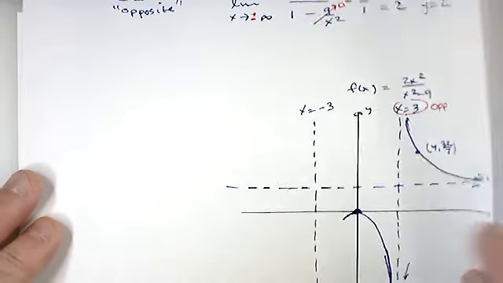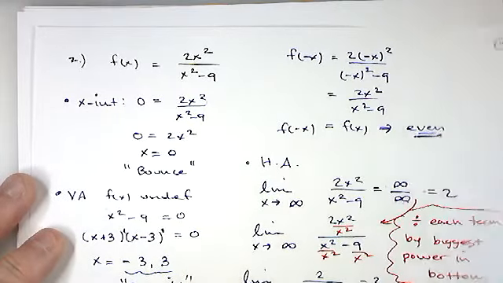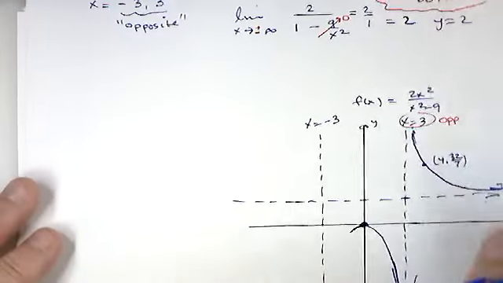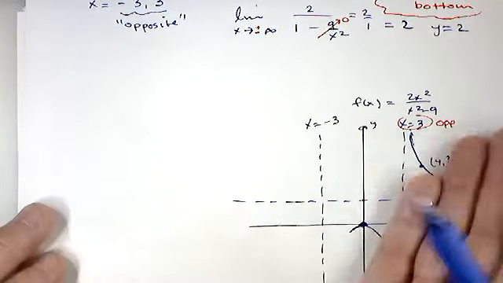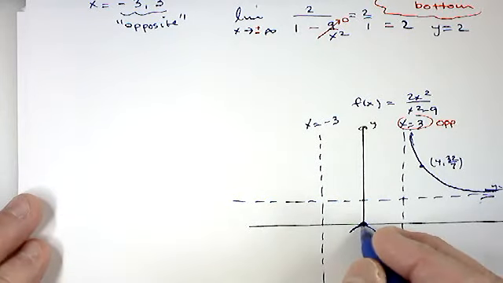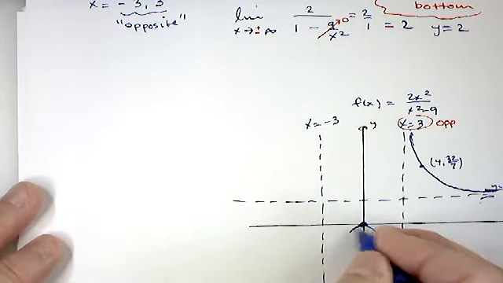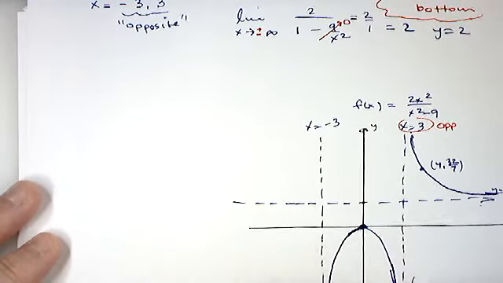Now, we also remember that we decided this was an even graph. So the one thing we could do is just match: if this is the right half, the left half has to look just like this reflected over the y-axis. But even if you didn't notice that, we know this has to bounce. And if it bounces, it's going to be headed back down this way.